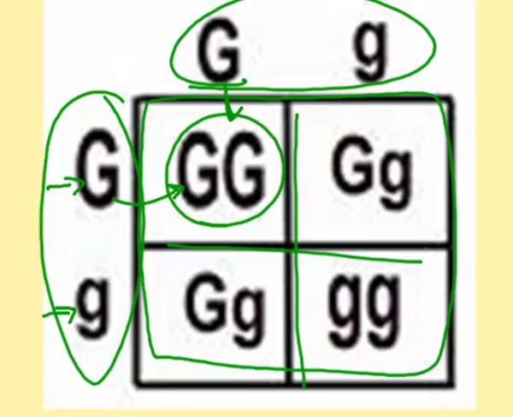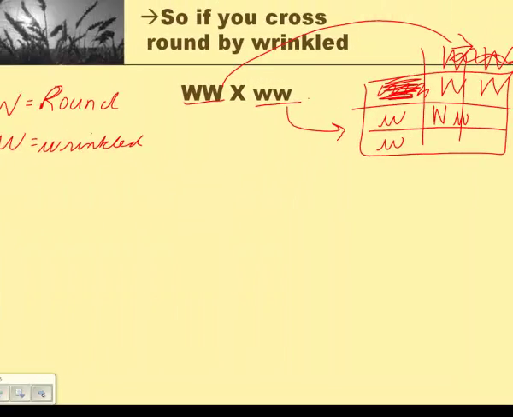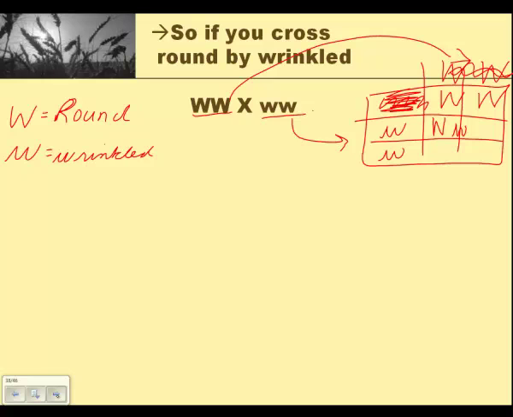You would then look at a legend or a chart to tell you what 2 big G's code for. Now, if you were to cross something that's round by something that's wrinkled, we have a couple of examples started here for us. So we're going to ignore this for a moment and look at what happens if the question said you were to cross a true breeding round with a true breeding wrinkled pea seed.